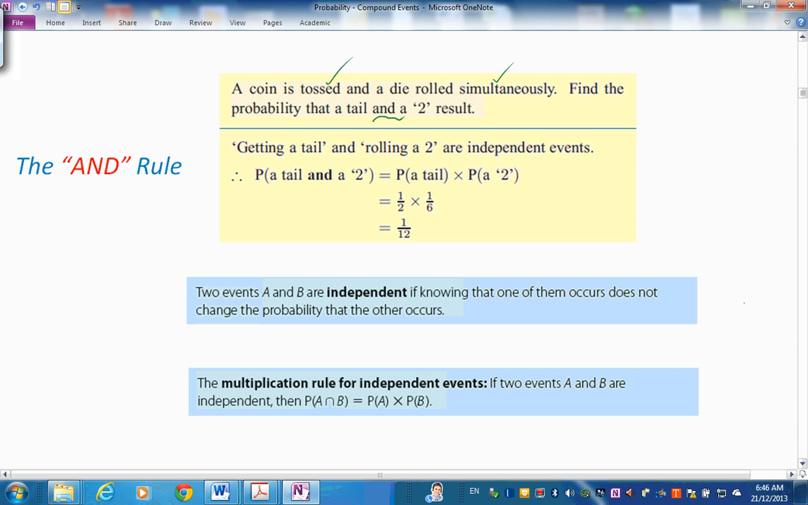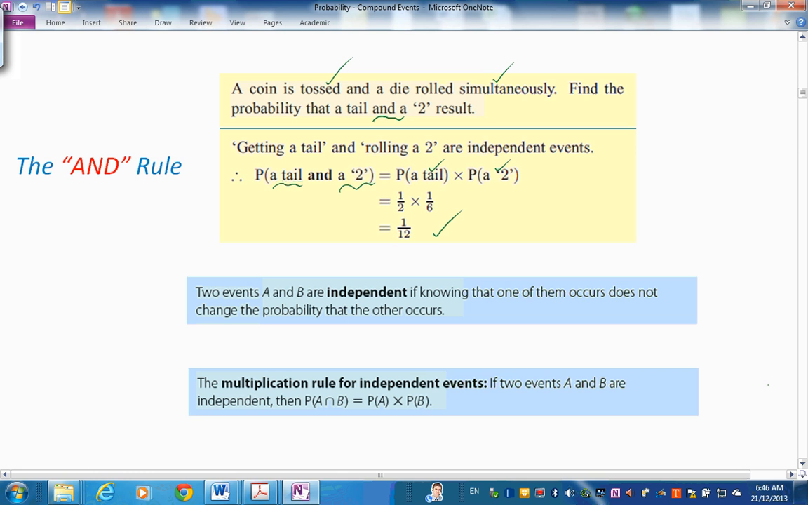Okay, a coin is tossed and a die is rolled simultaneously. So the probability of getting a tail and a 2 is the probability of a tail times the probability of a 2. They're separate. One's not going to affect the other, so we can just multiply the two together. Okay, we want a tail and a 2.